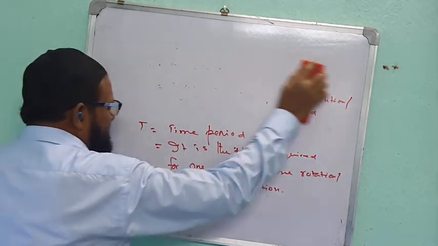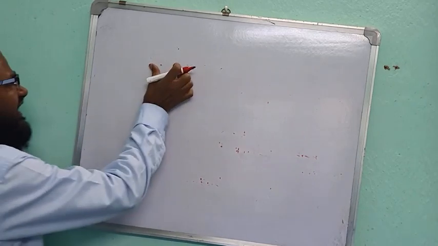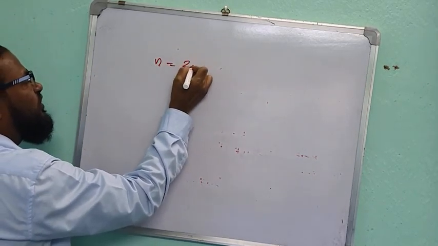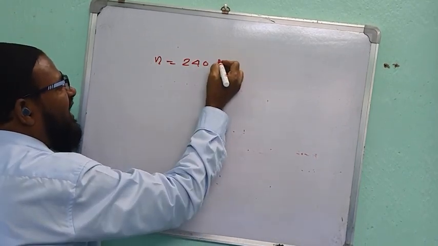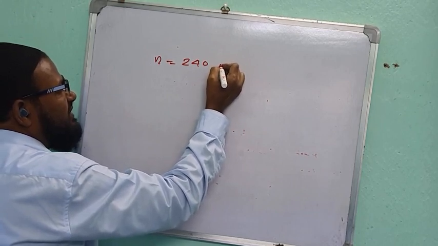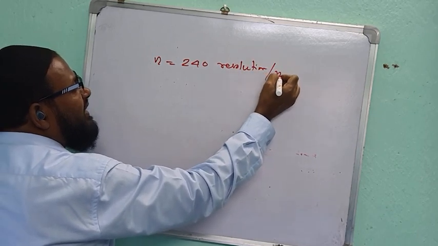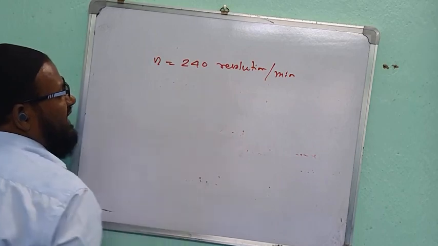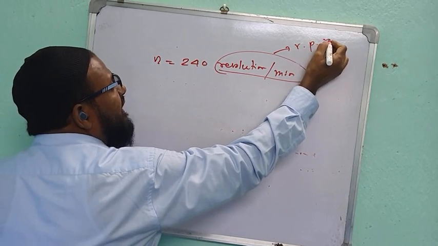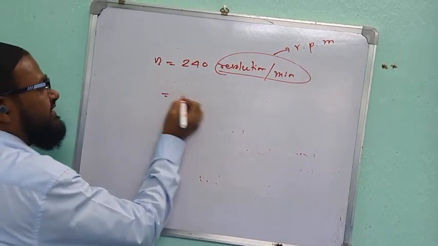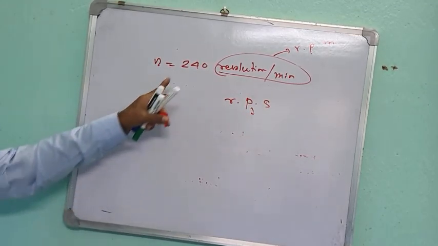Now, this is completed. Next, I'm giving one question. This question is: n equal to 240 revolutions per minute. This is known as RPM. Now the question is, you have to convert this into RPS.